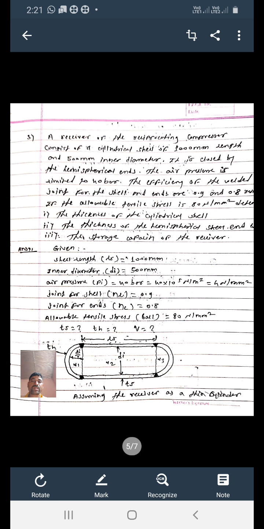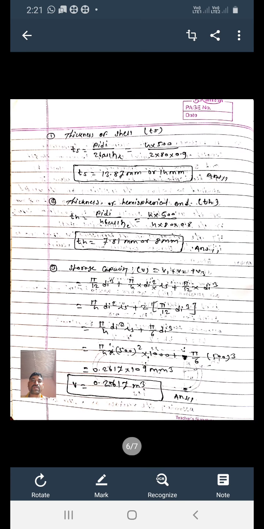Okay, first we assume the reservoir is a thin cylinder. Then what do we calculate? First we calculate the thickness of the shell. You know the formula, TS is equal to pi di divided by 2 sigma allowable NL. Put the values and you will get TS is equal to 14 mm. In the last numerical we saw the same thing.